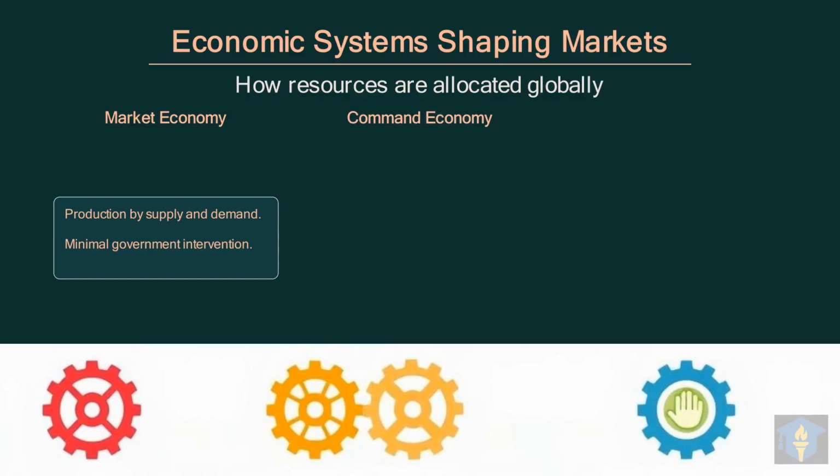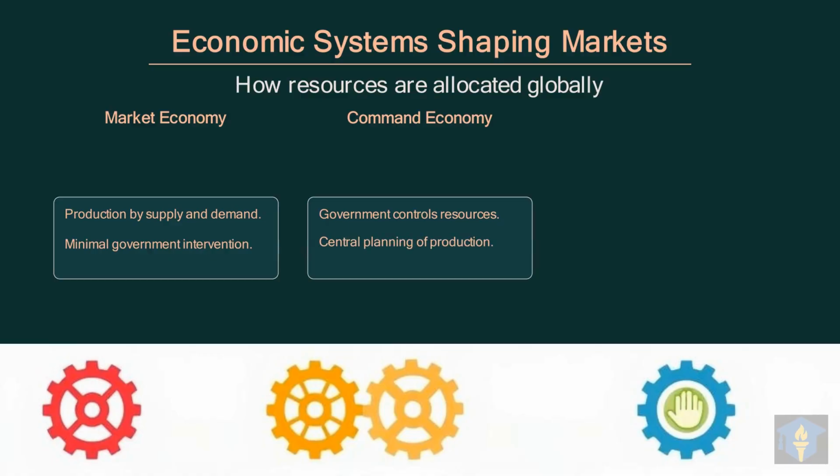Next, we have the command economy, which follows a different approach entirely. Here, the government controls most resources and makes the key economic decisions. Central planning of production is the hallmark of this economic system.